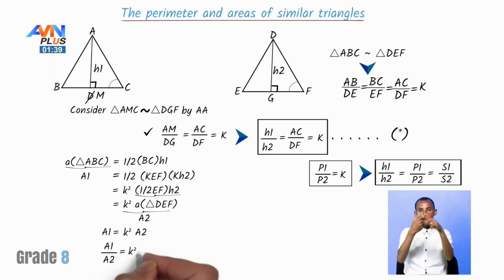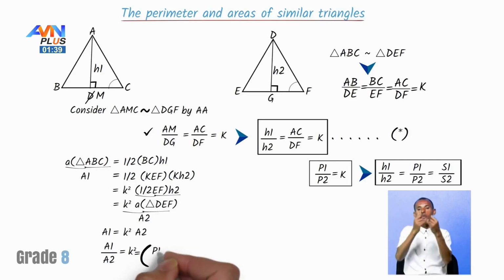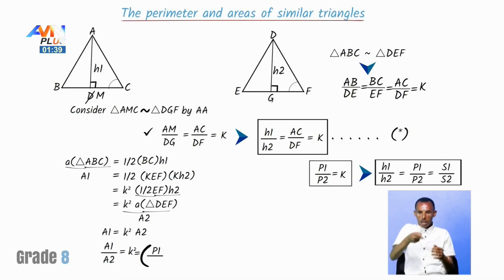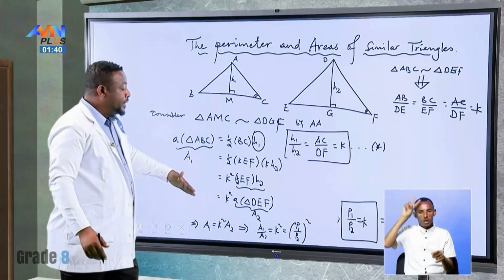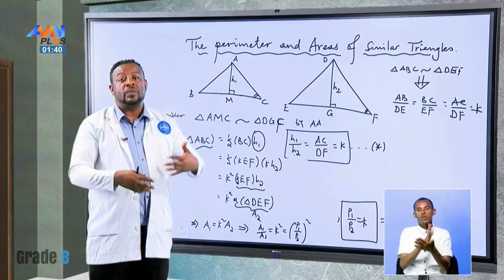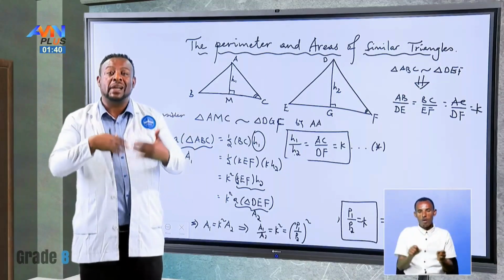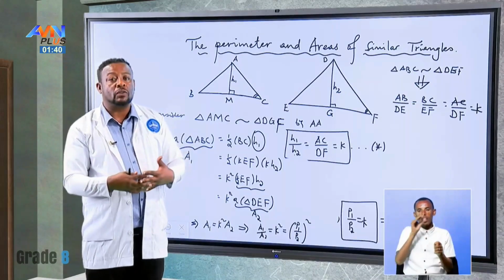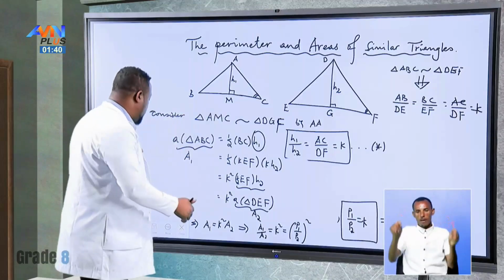But K is P1 over P2 or H1 over H2. So this is exactly the same as P1 over P2 the whole square. So there is a relationship between the ratio of the areas of two similar triangles and the perimeters of the two similar triangles. So let's write this formally.